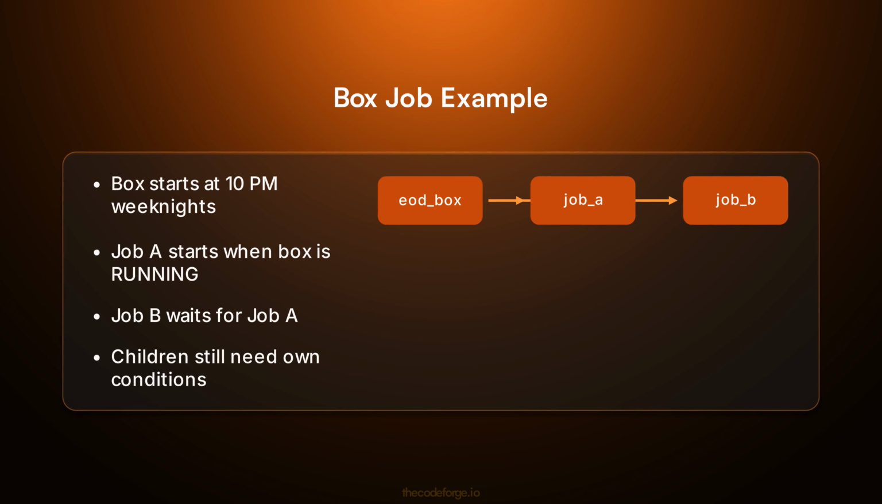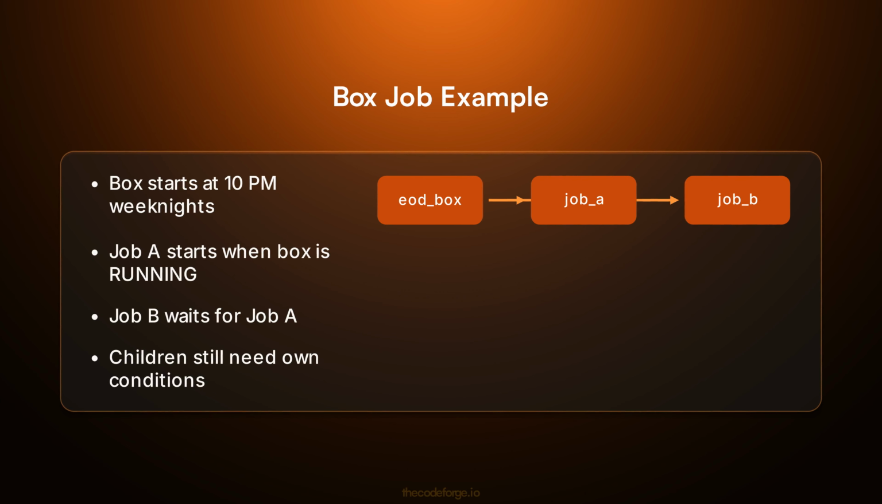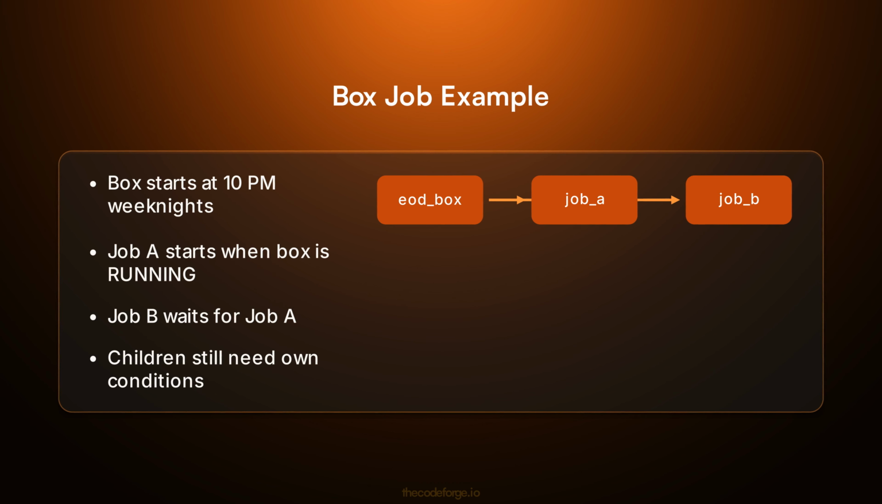Here's a typical setup. The box out_box starts at 10 p.m. Job A runs immediately. Job B waits for Job A to succeed. But remember, children still need their own conditions met, like machine availability or not being on hold.